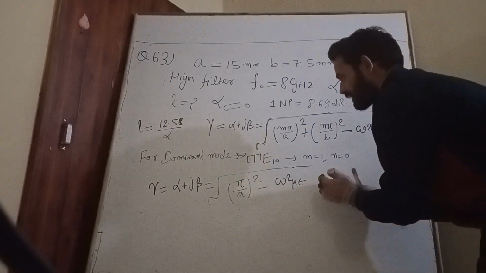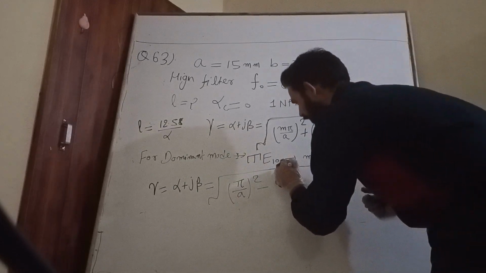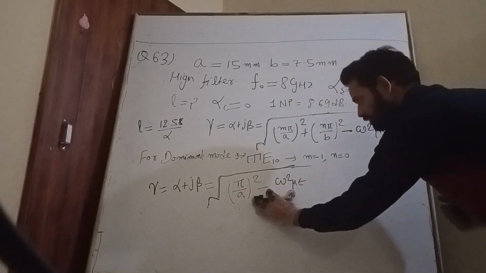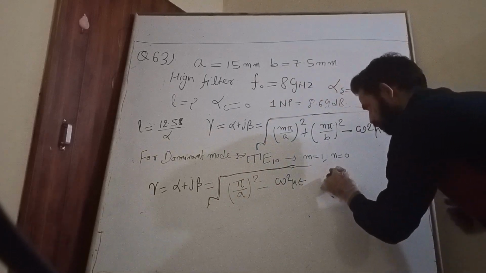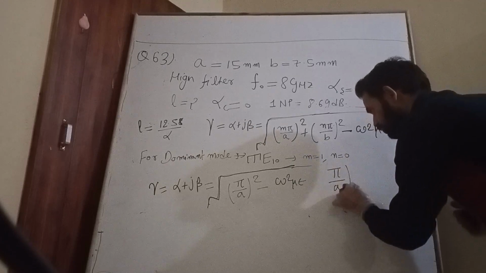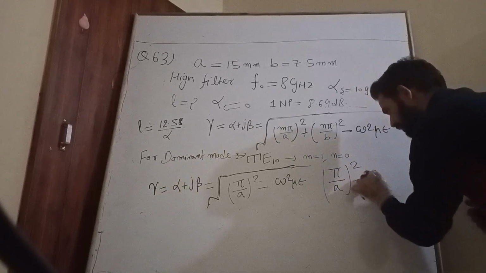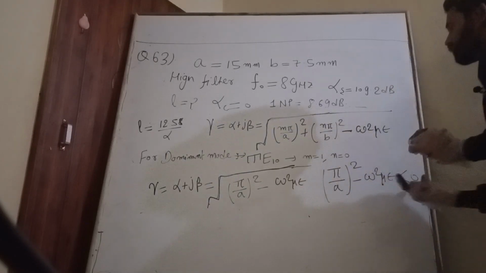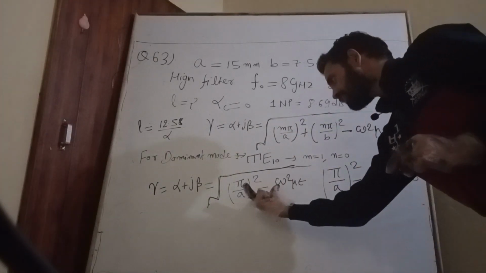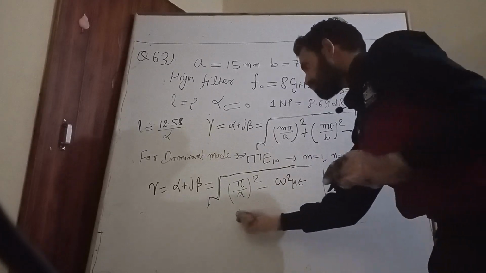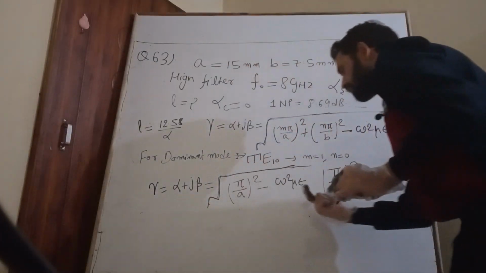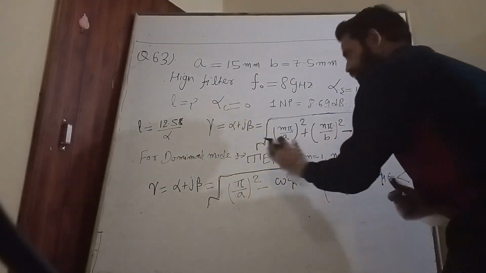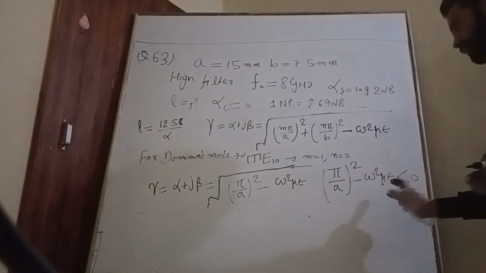So we can say that if we want to attenuate this signal, this factor should be less than 0. For that, (pi by a) whole square minus omega square mu epsilon should be greater than 0. Then only this factor will come positive, and therefore alpha will become positive, and definitely the signal propagating through the waveguide will get attenuated.